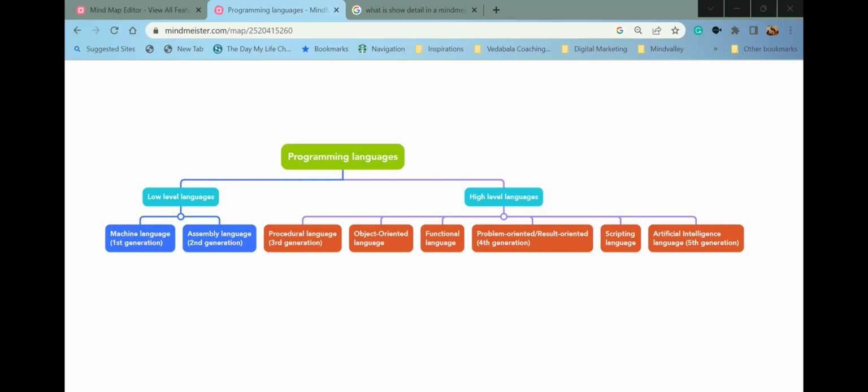Examples of procedure-oriented language are C, Pascal, Basic, etc. After the procedure-oriented language, the next language that evolved was object-oriented programming language.